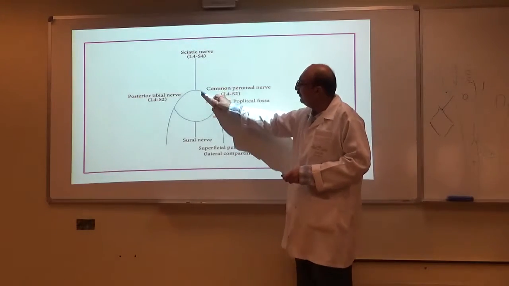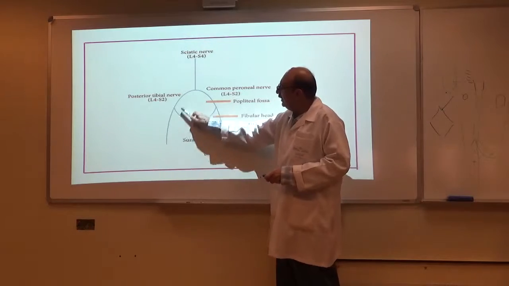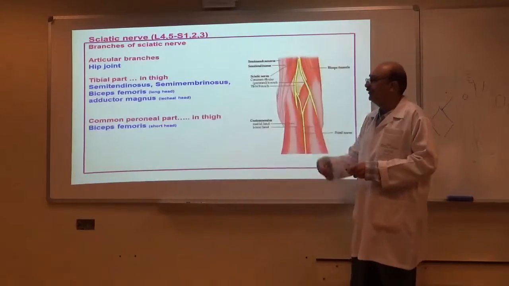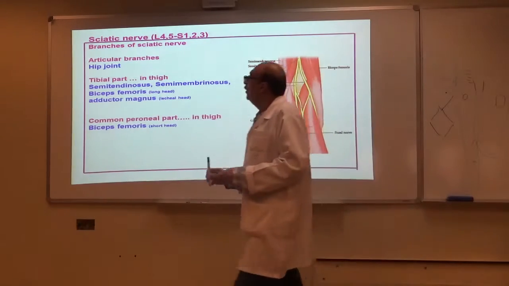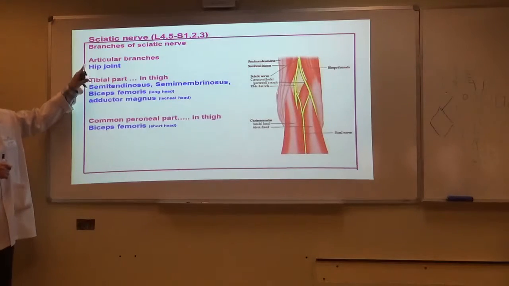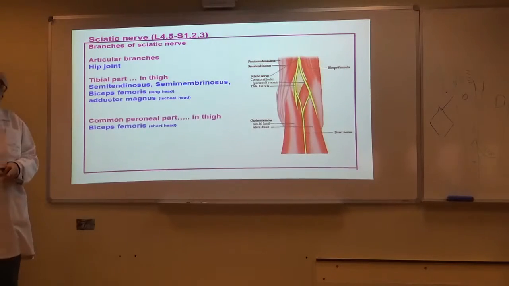So here is the sciatic nerve, here is the posterior tibial nerve, and here is the common peroneal nerve, supplying the group of muscles, which we will deal with later on, no problem. Okay. Branches of sciatic nerve, articular branches. What does articular branches mean? To the joints. To the joints.